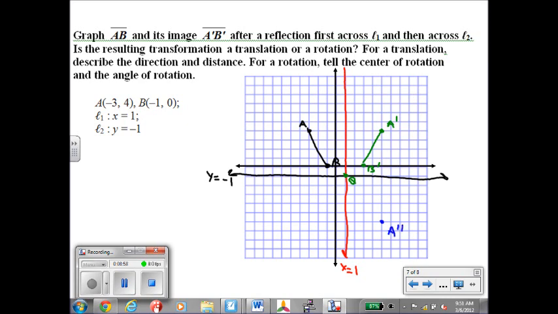There's your A double prime. And B is how far away? 1. There's your B double prime, unless I did something. Doesn't that look like a translation? It does, kind of. Okay. Is it? I mean, could it be a translation? Could it be both? Is it because it's 90 degrees? We'll have to see. Yeah.